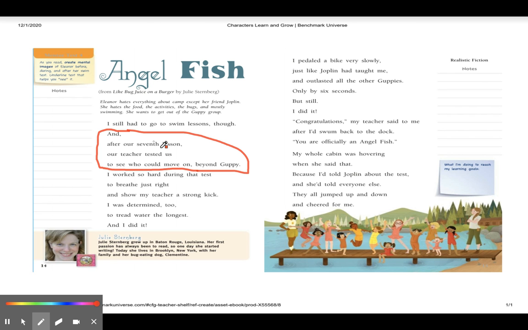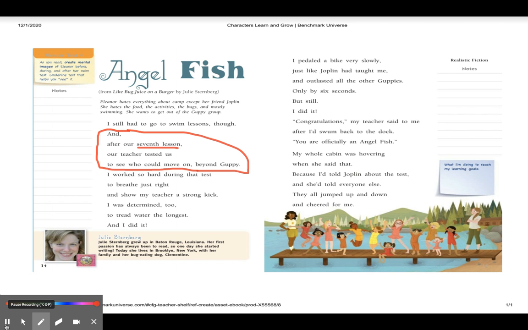So the exact date of the story gives us more context about the plot and how this has been leading up, how they've had 7 lessons that the teacher has given them, and how over the course of those 7 lessons, Eleanor has become a better swimmer and is able to be tested out of the guppy group. This gives us more details because the day is important to Eleanor as she has been learning about swimming and is now ready to take her test.